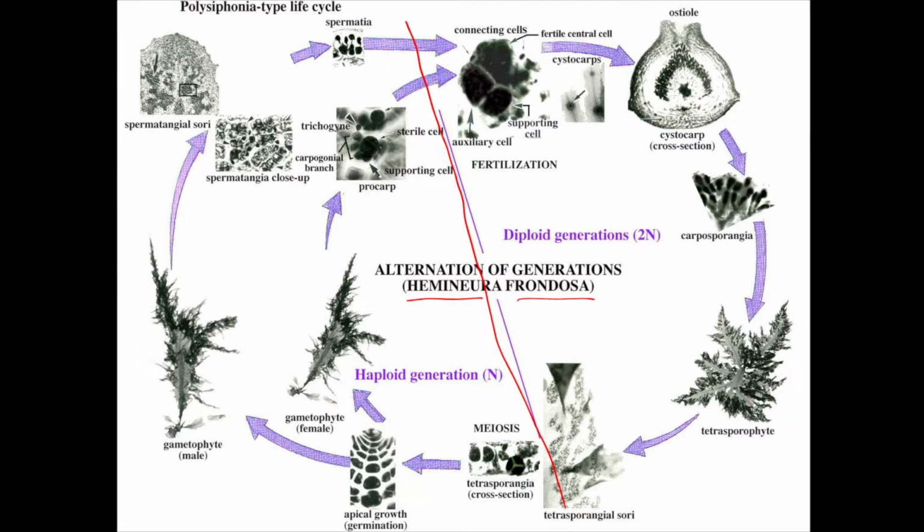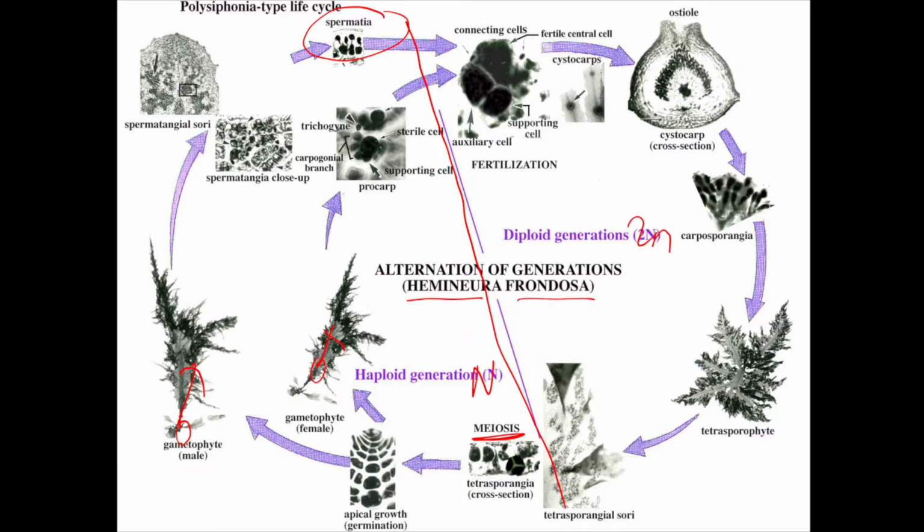So meron ka alternation of generation kung saan meron kang haploid generation at meron kang diploid generation right here. So mapapansin nyo, in your haploid generation, you have your gametophyte female plant and your gametophyte male plant. Okay? So, syempre, produkto yan ng meiosis. And these two will go into further development and will produce your spermatia and your, ayan, kung makikita nyo, madami siya dito.